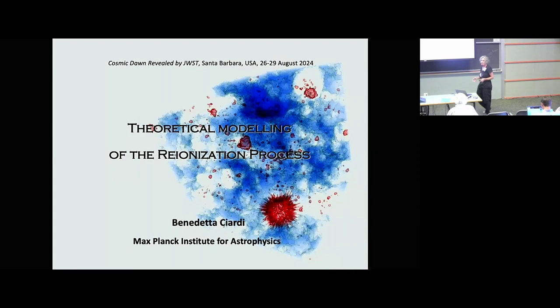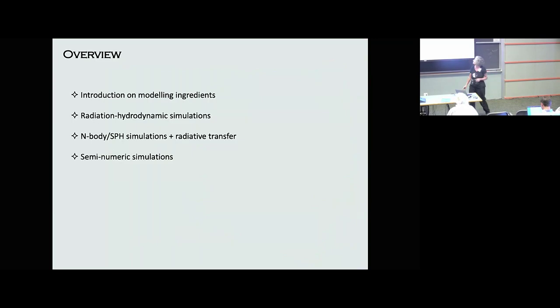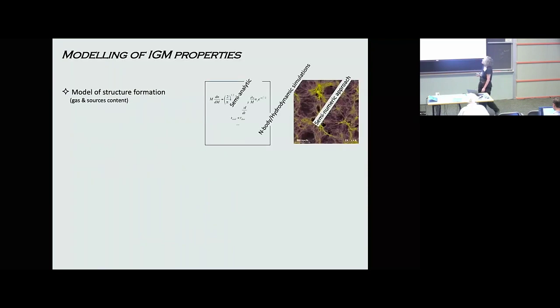I would like, first of all, to thank the organizers for inviting me to give this review talk on the theoretical modeling of the reionization process. So what I'll try to do is to give first a brief introduction on the ingredients that are needed to model reionization, and then a focus on the main approaches that people are using in the literature to model the process. So basically there are three main ingredients that we need.